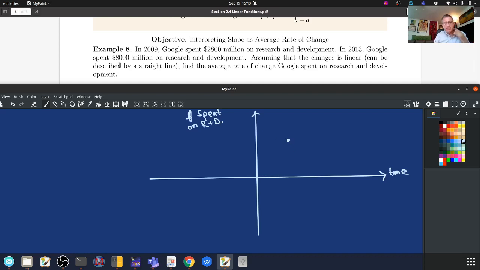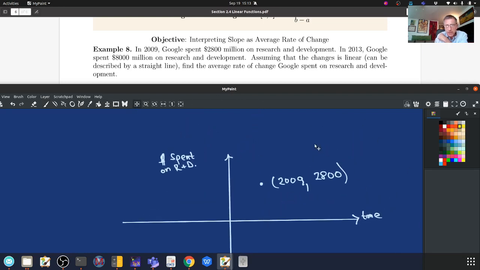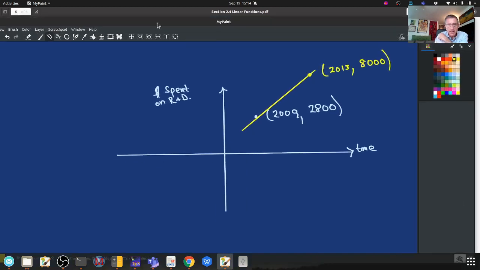And our first point, our time, is a point of 2009 and 2,800 million. And the second point, which I'm just going to graphically represent, is on down the line at the year 2013, and the amount spent there is 8,000 million, or 8 billion. So the average rate of change is just the slope of that line. So let's calculate it up.